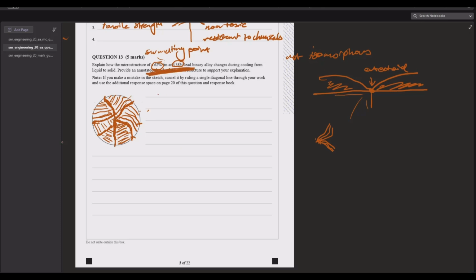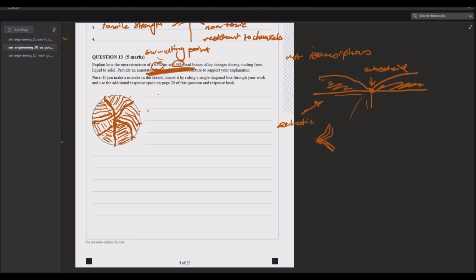Alright, so the other thing you're going to need to know for this explanation is that that line there is the eutectic temperature, also known as a solidus line. It's the lowest melting point of a mixture. And the answer for the explanation is that microstructure changes occur when the cooling of the completely soluble liquid solution reaches the eutectic temperature of 183 degrees Celsius.